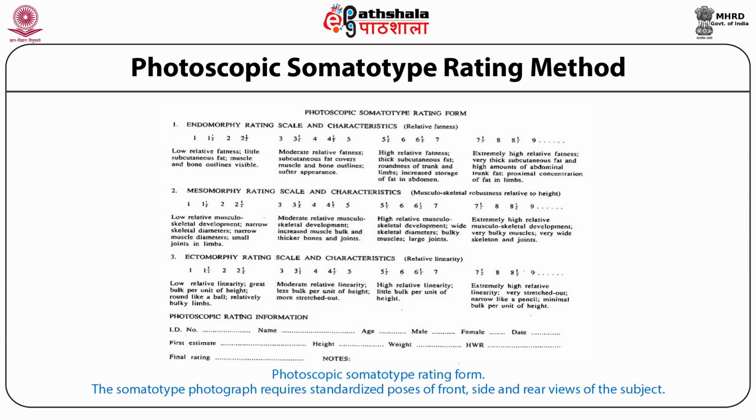The somatotype photograph requires standardized poses of front, side, and rear views of the subject. The recommended minimal equipment consists of a good quality 35mm camera with an 80mm lens and attached flash. The camera should be mounted on a tripod at 5.8 meters from the subject and the lens height at approximately mid-stature for most subjects in the sample.